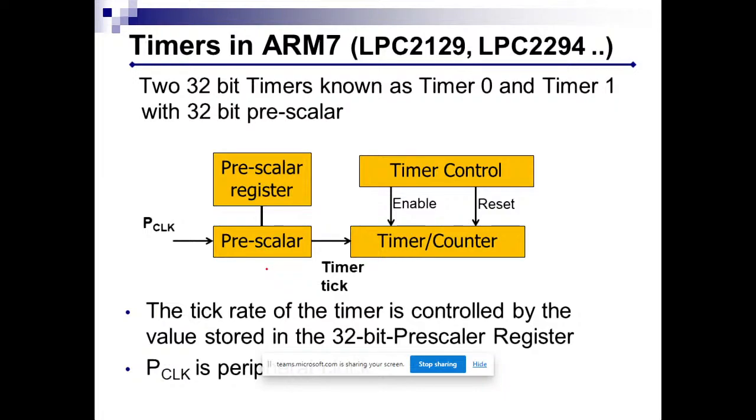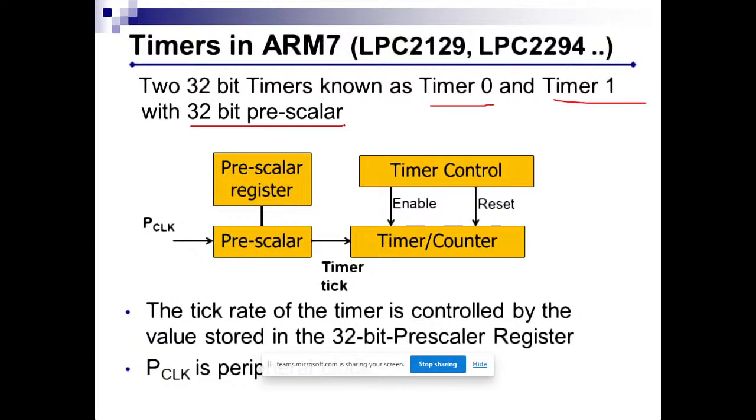In timers, if we look at these chips, LPC2129, 2294, etc., all these ARM7 TDMI chips, they have two 32-bit timers. These timers are also known as timer 0 and timer 1. Both are 32-bit, and both have a 32-bit prescaler.